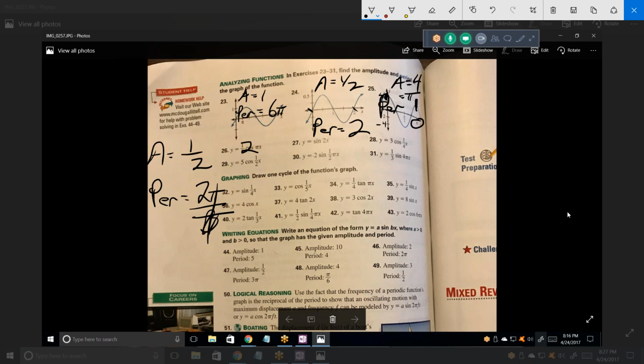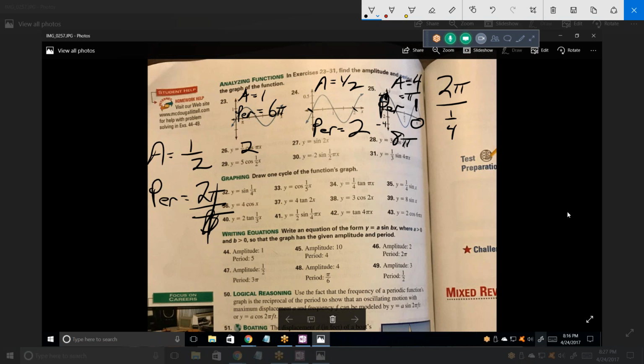For the period. No, that's not an answer. You simplify that. 2 pi over 1/4. 2 divided by 1/4. How do you divide by a fraction? Multiply by the reciprocal. Okay, what's that equal to? So that'd be times 4. So 8 pi over 1. 8 pi. That's the period.